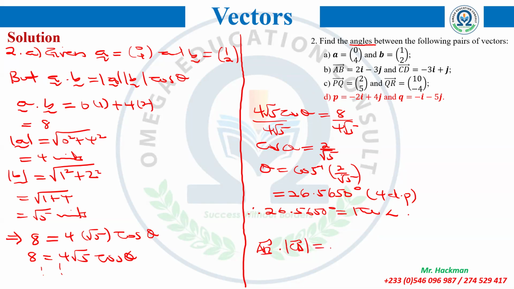Okay, it will be equal to the magnitude of the AB vector times the magnitude of the CD vector, then cos of theta. Then you go and find this. You know how to find this. You find this, you substitute, then you make theta the subject. And I can assure you, you end up getting an obtuse angle.